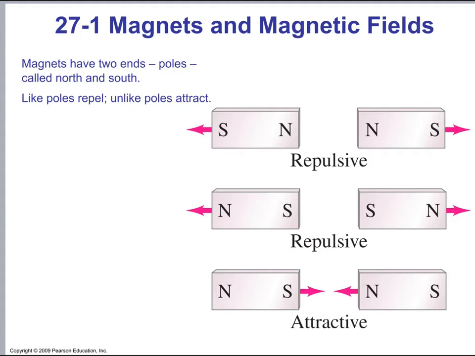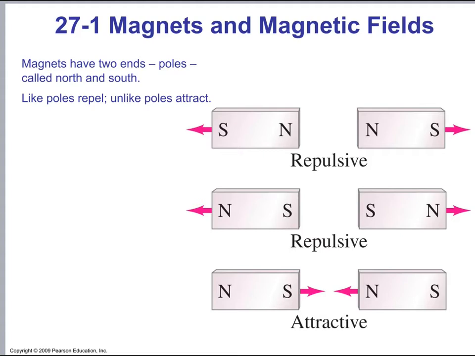And just like with positive and negative charges, there's a force between poles of a magnet. If you have the same kind of pole, say a north pole and a north pole, or a south pole and a south pole, you're going to get a repulsive force in both of those cases. But if you have two opposite poles, a south pole and a north pole, for example, those forces are going to be attractive. And so we see like poles repel, unlike poles attract.